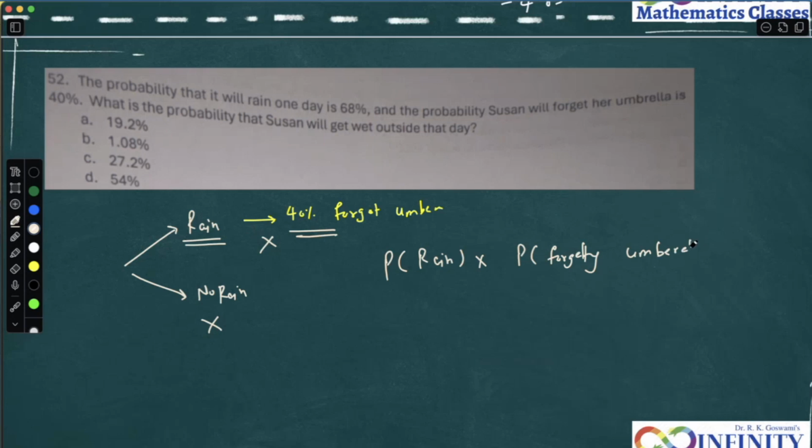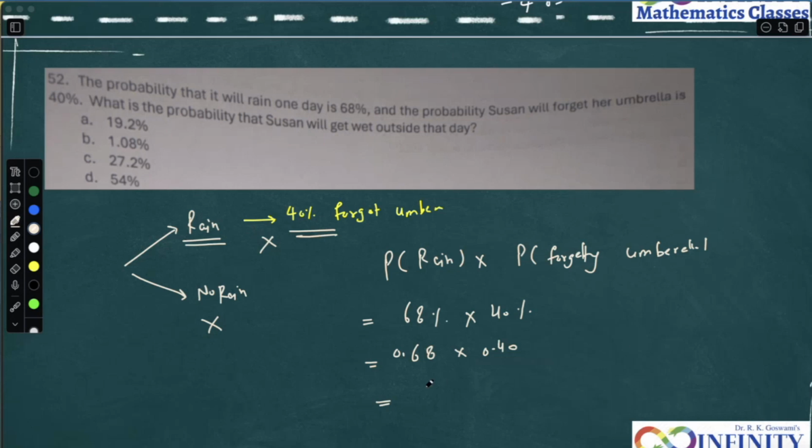Okay, so what I'm expecting here is 68% multiplied by 40%. 68% is going to be 0.68. 40% is going to be 0.40. Can you please multiply these two? I got 0.272.